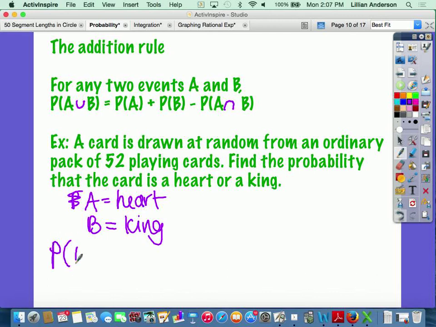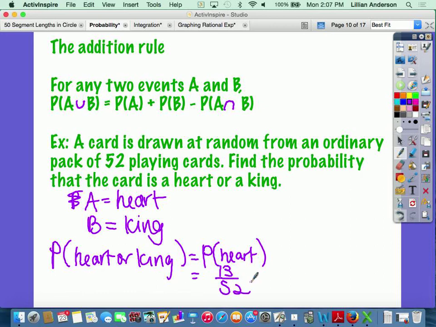So you need to have the probability that you'll get a heart. What's the probability that you get a heart with a deck of 52 cards? 13 out of 52. Yes, 13 out of 52. Plus the probability that you get a king. How many kings are in the deck?